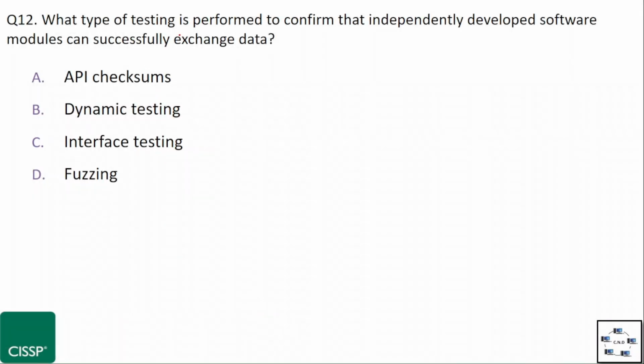Question number 12. What type of testing is performed to confirm that independently developed software modules can successfully exchange data? The options are option A, API checksum, option B, dynamic testing, option C, interface testing, and option D, fuzzing. And the correct option is option C, interface testing.